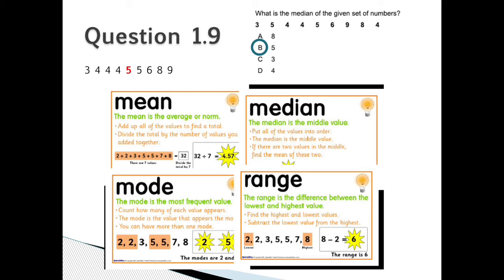It's also important to know how to calculate the mean. The mean is the average or the norm. All you do is add up all the numbers and then divide by the total numbers that are there altogether. You also need to know the mode.